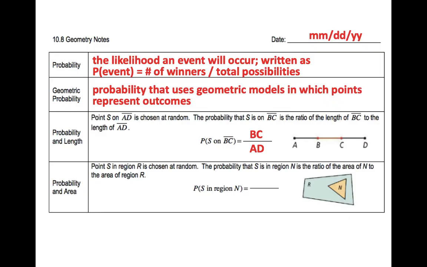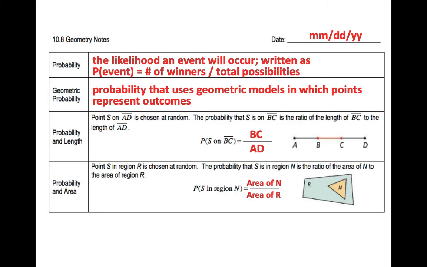So we've done the probability of a point being on a line. What about the probability of a point being in a shaded area of a region? So the probability in area. If I tell you that point S is chosen randomly and it's in region R, the probability that point S is in region N, which is in region R, is the ratio of the area of N to the area of region R. In other words, the probability that S is in region N is equal to the area of N over the area of R.